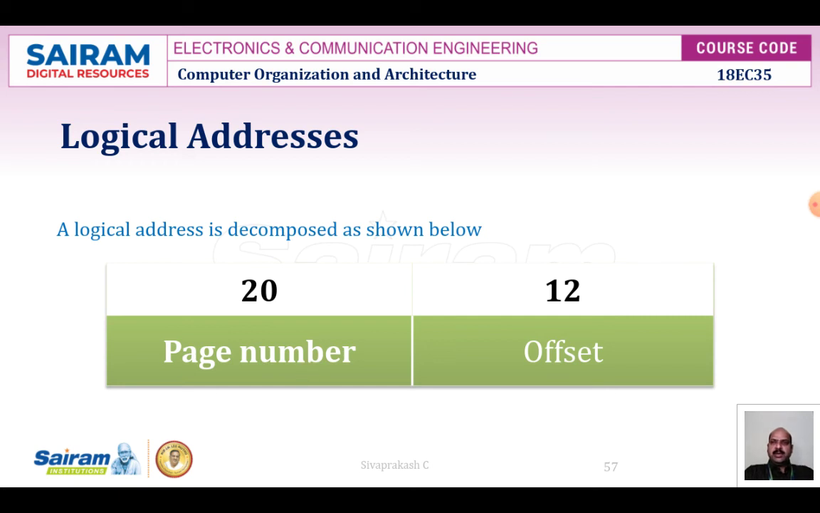As an example, a computer uses 32-bit byte addressing and paged virtual memory with 4 kilobyte pages. How can we calculate? Since there are 4 kilobytes in a page, the offset field must contain 12 bits, because 2 to the power of 12 is equal to 4 kilo. Of the 32 bits, 12 are in the offset and the remaining 20 are in the page number. Thus a logical address is decomposed as shown in the figure: page number 20 bits and offset 12 bits.